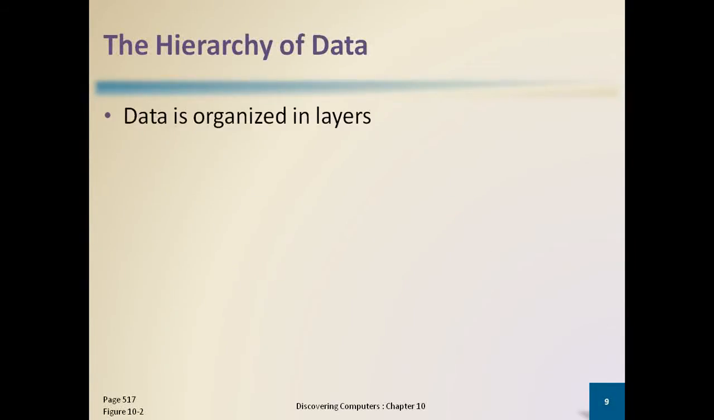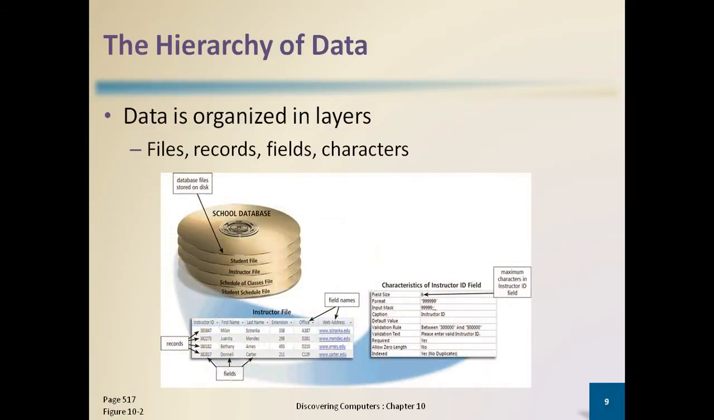The hierarchy of data. Data is organized in layers: database, files, records, fields, characters. Kita bisa lihat gambarnya sendiri, ya. Database files stored on disk itu ada student file, instructor file, schedule of class file, student schedule file. Ya, seperti contoh gambar di sini.